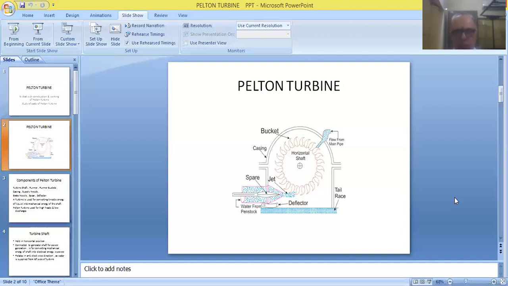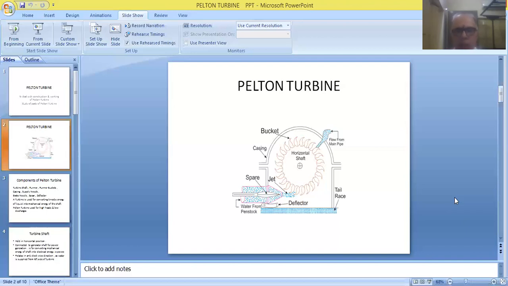So these are the various components, and this is about the construction and working of the Pelton turbine. And finally, as I've already told you, the shaft of this Pelton turbine is held in horizontal position. So that's why they are called horizontal shaft turbines.